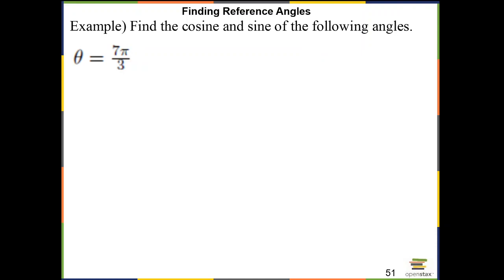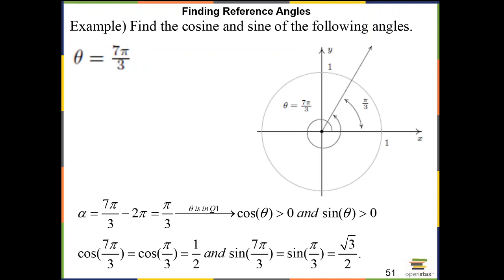Okay, find the cosine and sine of the following. Again, you can see easily. 7 pi over 3 is 7 times 60 degrees, 420 degrees. So that's 360 plus how much? 60. So that has to be 60. And right away, since this ends up in the first quadrant, the sine and cosine are exactly the same as sine and cosine of 60 degrees. Okay?